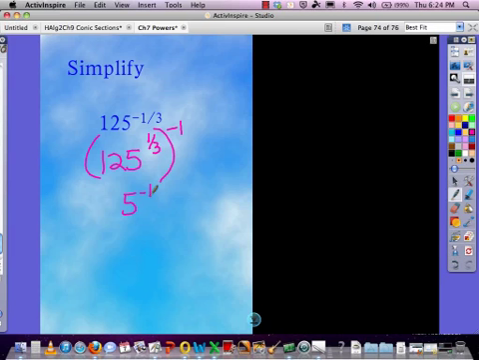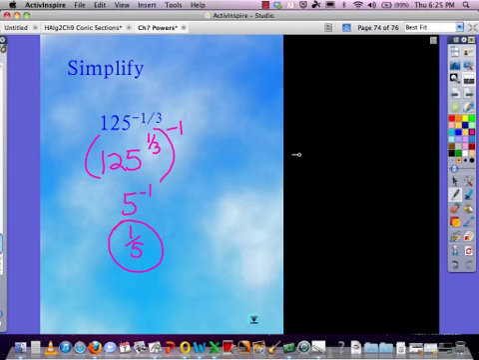So 5 is screaming out, flip me, if you like that, or 5's reciprocal. And 5's reciprocal is the fraction 1/5. Notice, we did not have a negative final answer. A negative exponent does not mean I am a negative result.